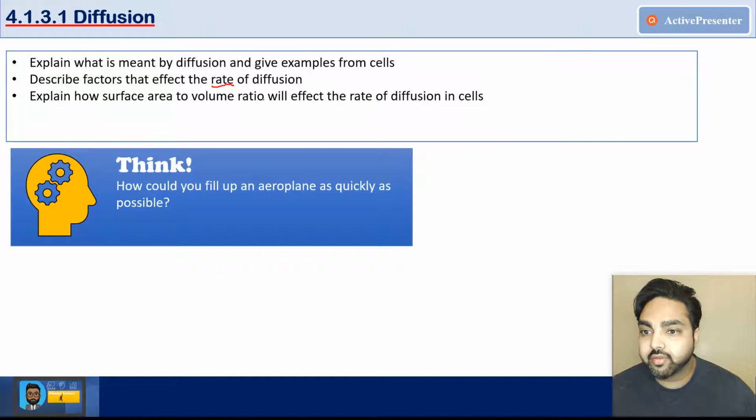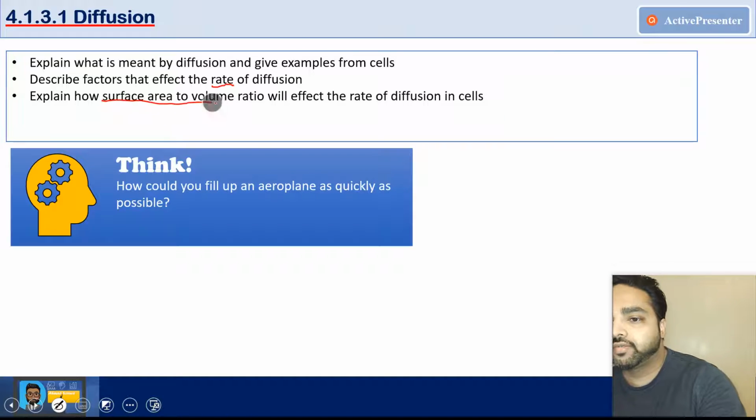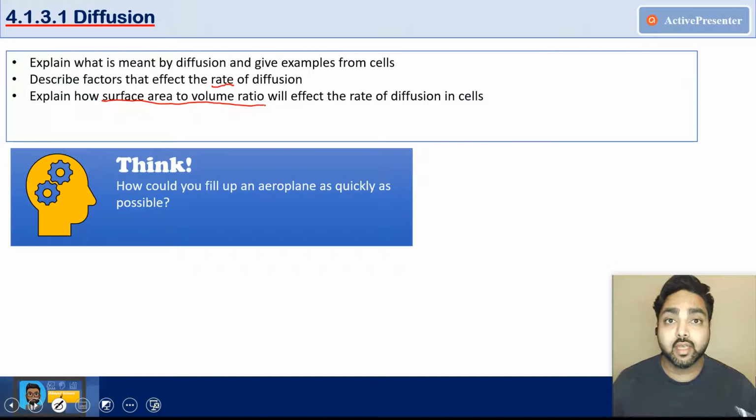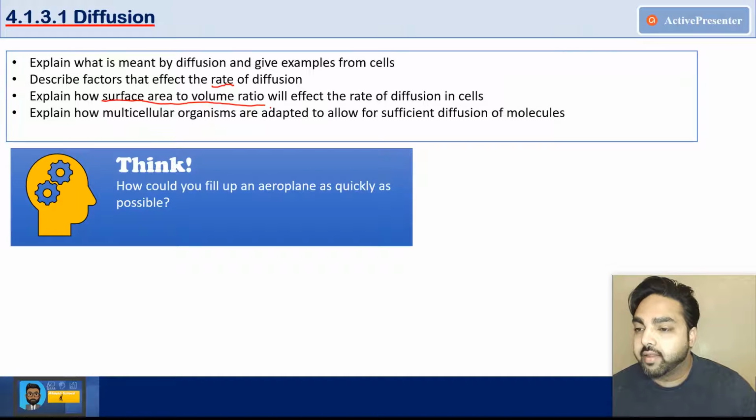Explain how surface area to volume ratio will affect the rate of diffusion in cells. So this thing here we need to be able to calculate. Surface area to volume ratio. You need to be able to calculate that for your exams and then make comparisons between different sizes of cells or living organisms. And then finally explain how multicellular organisms are adapted to allow for sufficient diffusion of molecules.